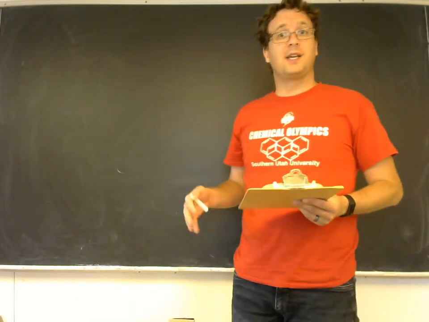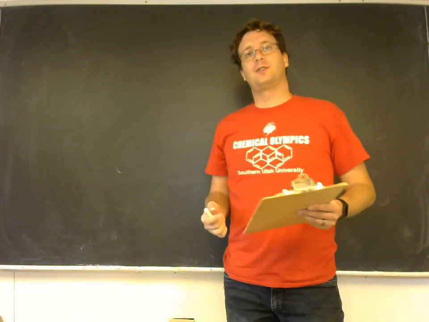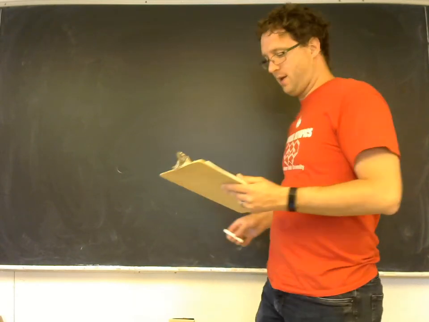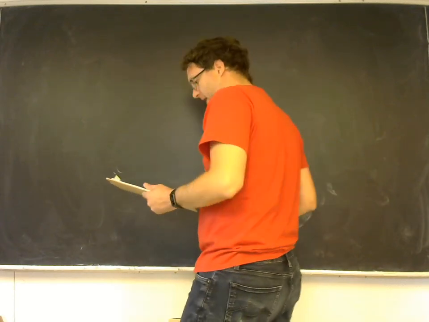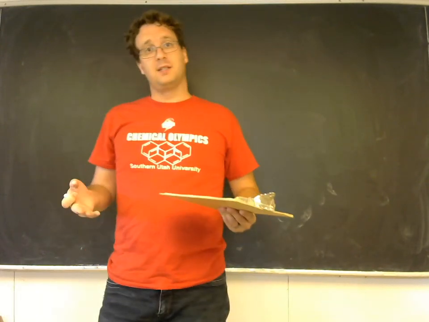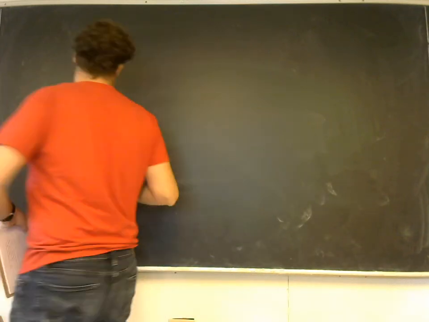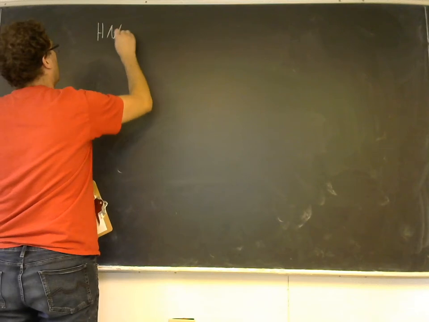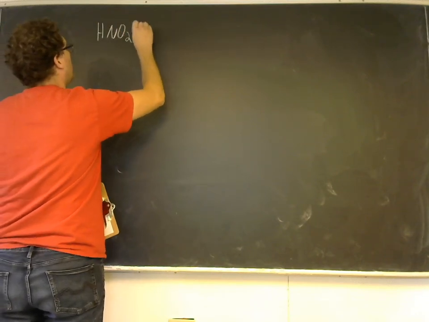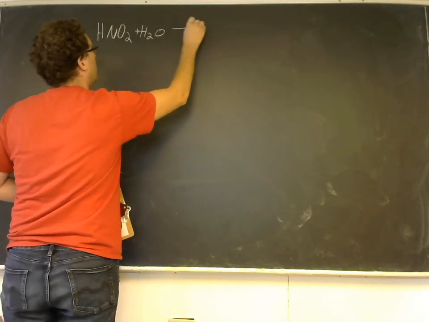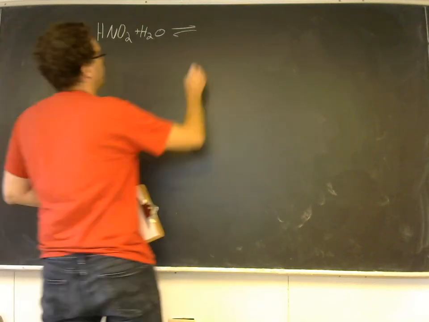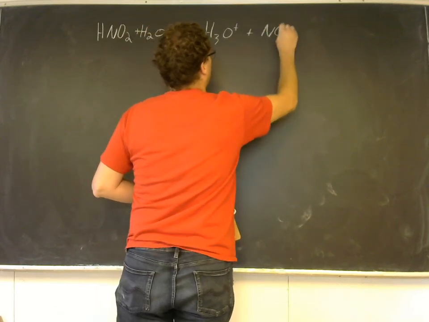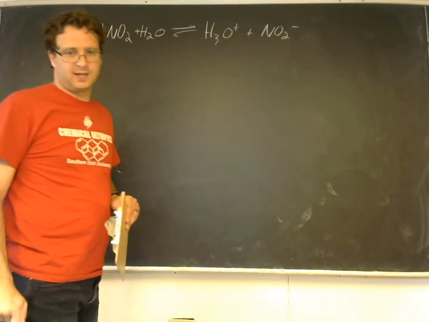Section 16.5 is where we finally start to deal quantitatively with weak acids and weak bases. Just to remind you, weak acids and weak bases are those that will reach equilibrium when they react with water. So we can take something like HNO2 plus H2O, and this will reach equilibrium, forming H3O+ and the nitrite ion. That's an example of a weak acid.